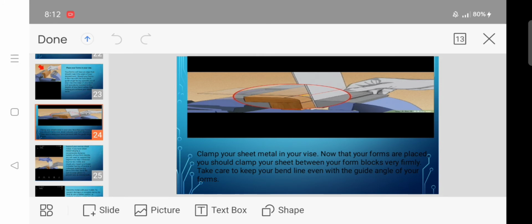Clamp your sheet metal in your vise. Now that your forms are placed, you should clamp your sheet between your form blocks very firmly and take care to keep your bend line even with the guide angle of your forms.